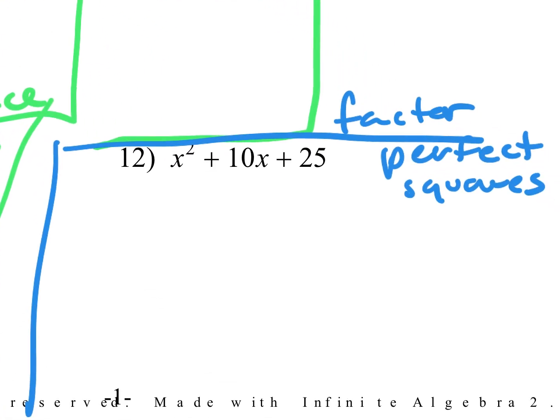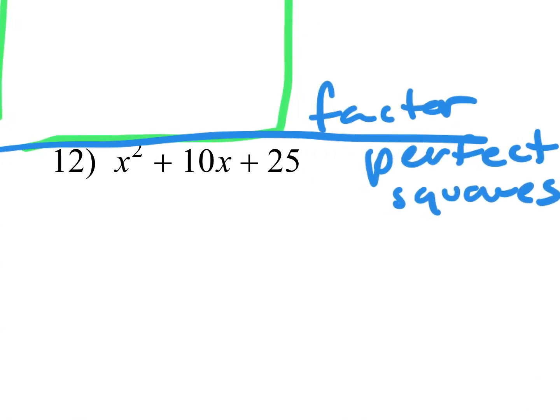All right, so number 12. So here we're factoring perfect squares. So perfect squares means that we have one parentheses squared. So when your instructions say factor perfect squares, you're just going to have one set of parentheses squared.